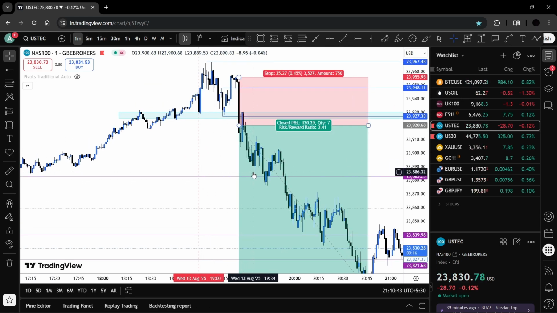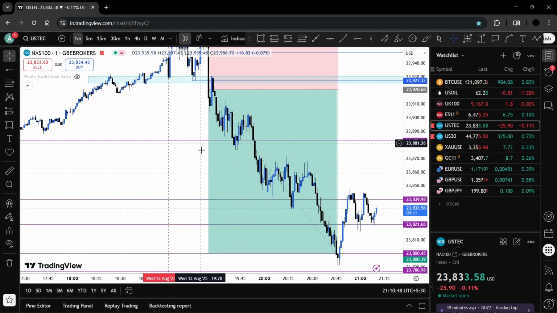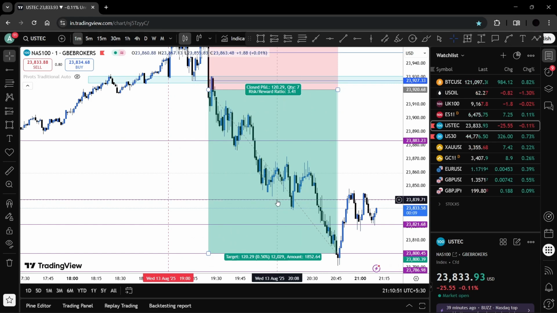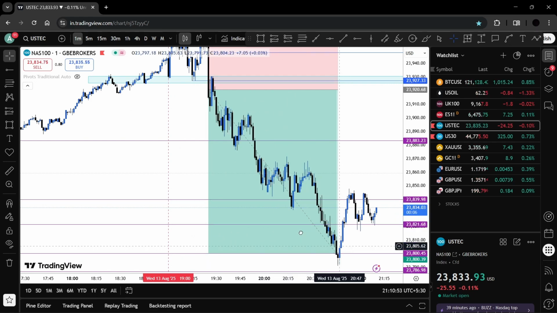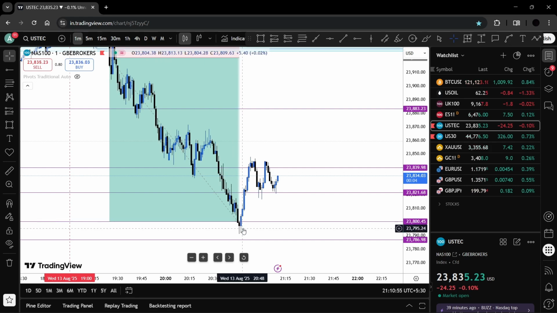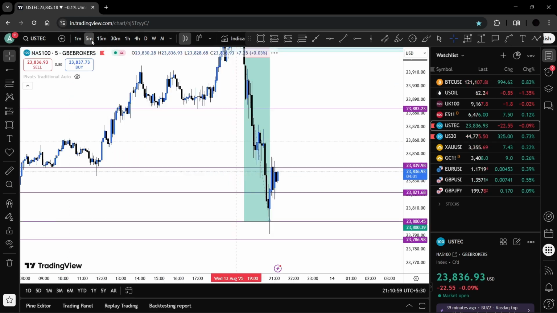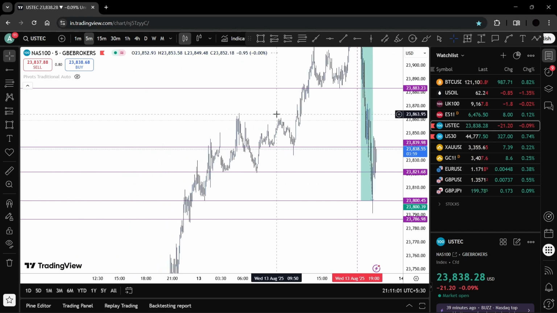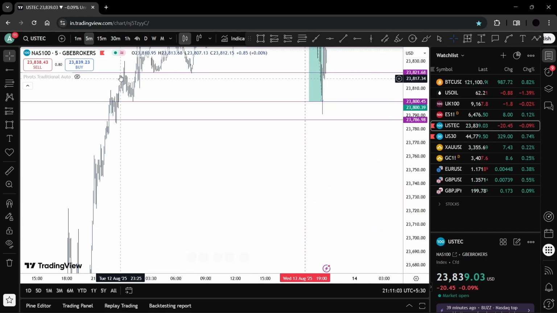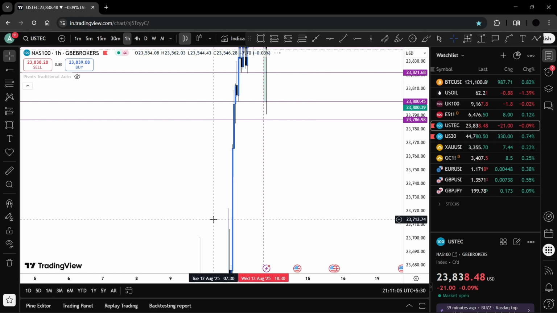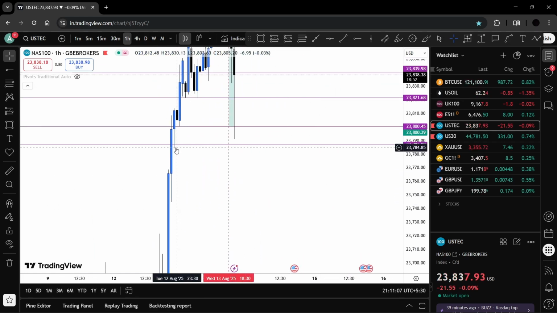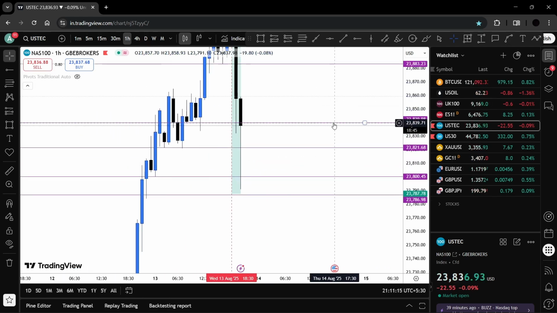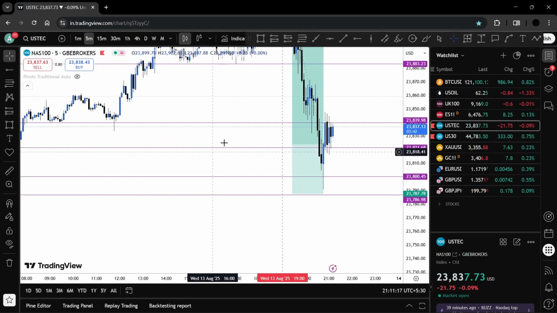So yeah, this was my first partial, second partial at this line, third partial, and fourth partial. Like, this was a perfect exit. I wanted to target this 1 hour gap. This would have been my initial take profit 4.